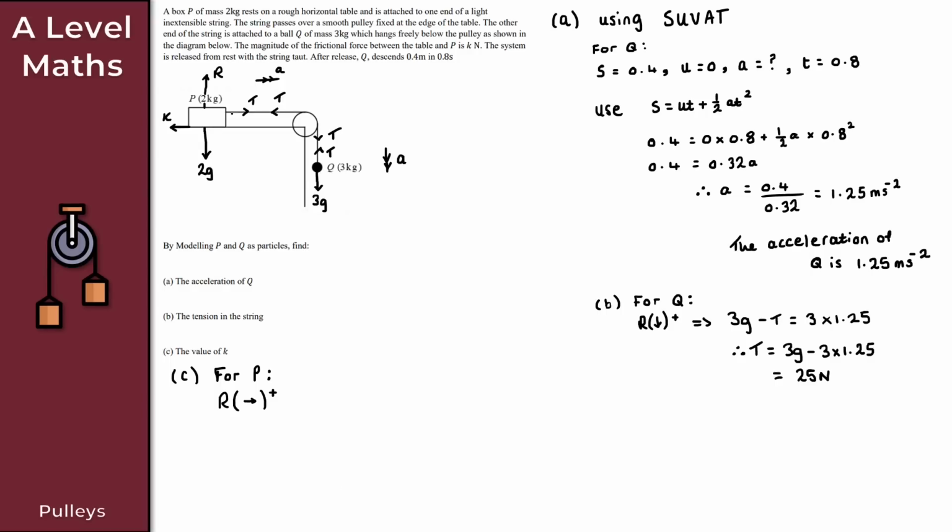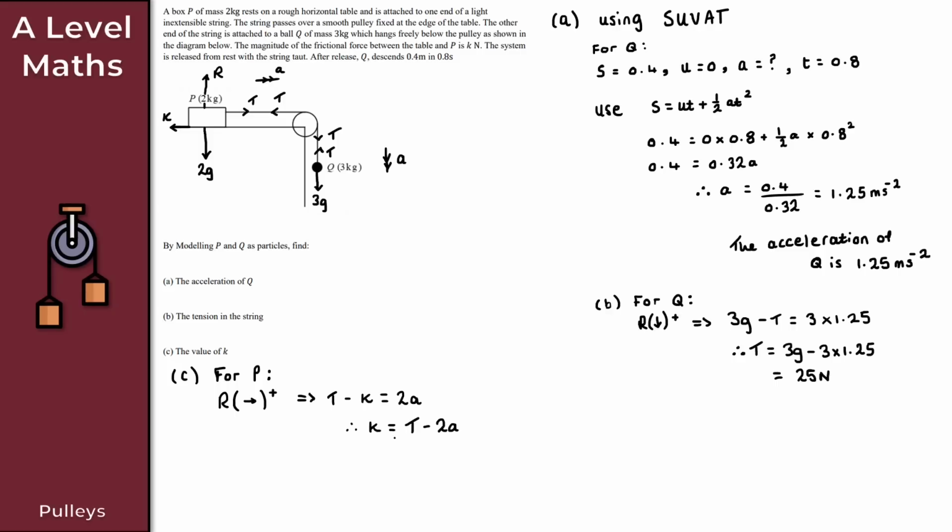Okay. So forces acting to the right, that is T. So we have T, the tension, which obviously we've just deduced in part B, but I'll leave it as T for now. Forces acting to the left, in the opposite direction, that's just K. So we get T minus K is equal to the mass times the acceleration. The mass here is 2, times that by the acceleration a. So we get T minus K is equal to 2a. Well, we want the value of K, right? So in that case, rearrange, making K the subject. What we get is K is equal to T minus 2a.